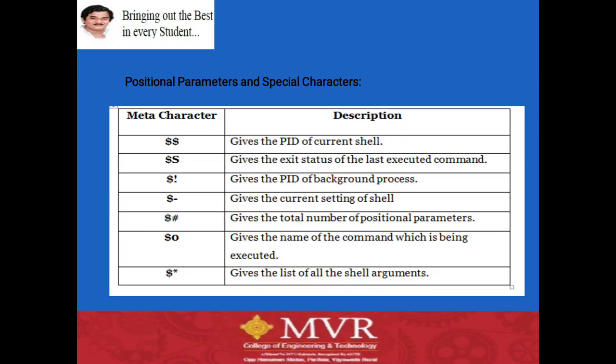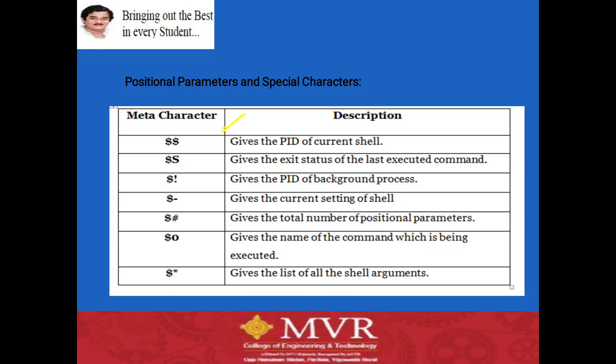Okay, so these are the positional parameters and special characters. These are another type of meta characters. Those are called positional parameters and special characters. Here, the first one is the double dollar symbol. The double dollar symbol is used to print the PID of the current shell. PID is nothing but the process identification number. Every process will have a PID number, and that number will be displayed on the screen whenever you use this double dollar symbol.